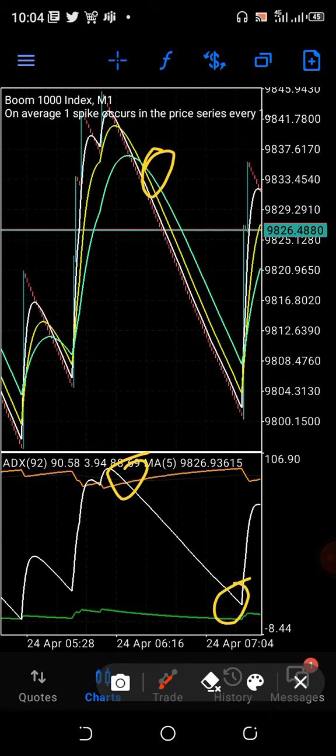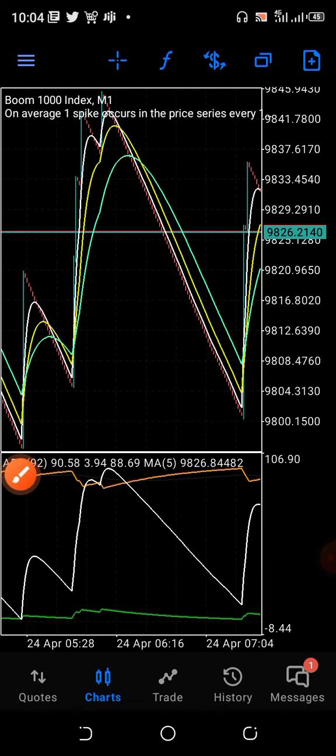I mean, use only Boom 1000. You can, if you see the opportunity in Crash 500, do it. Boom, Crash 1000, do it. But I advise you personally to use only Boom 1000 to make profit. I mean, once you lay your hand on this strategy and you want to make profit, use this thing. Let me show you the trick.